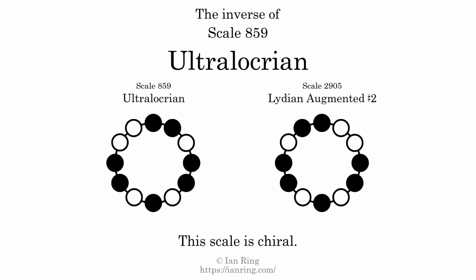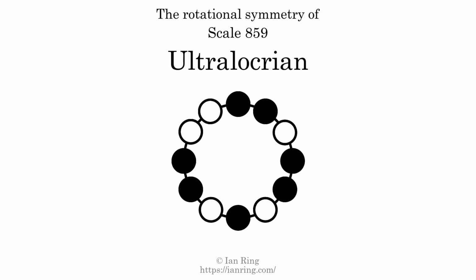The inverse of a scale is a mirror image. It is what you get when the sequence of intervals is reversed. The inverse of this scale is scale 2905, also known as Lydian augmented sharp 2. This scale is chiral. It cannot transform into its inverse by rotational transformation. This scale has no rotational symmetry.